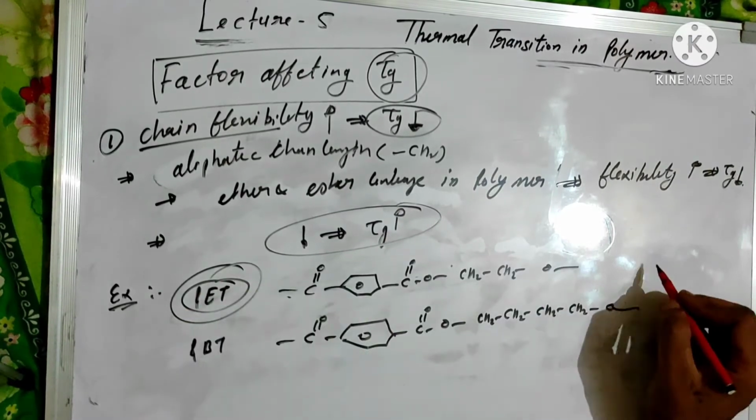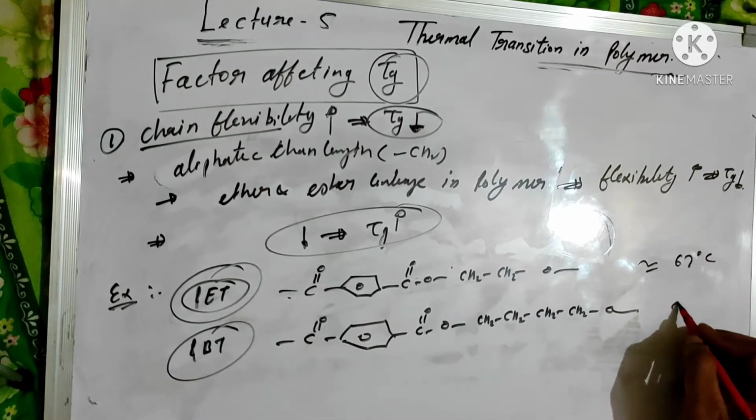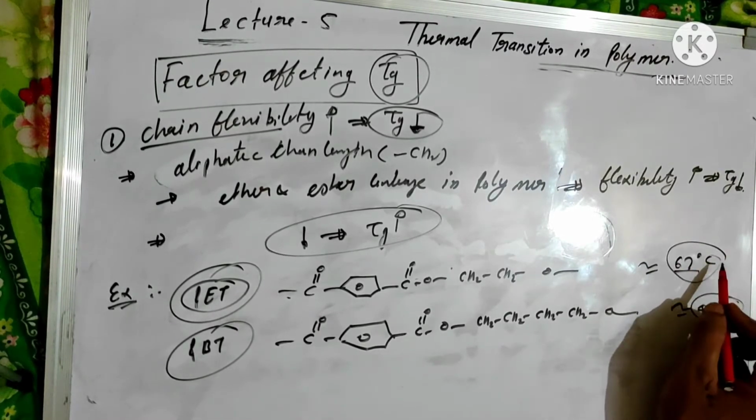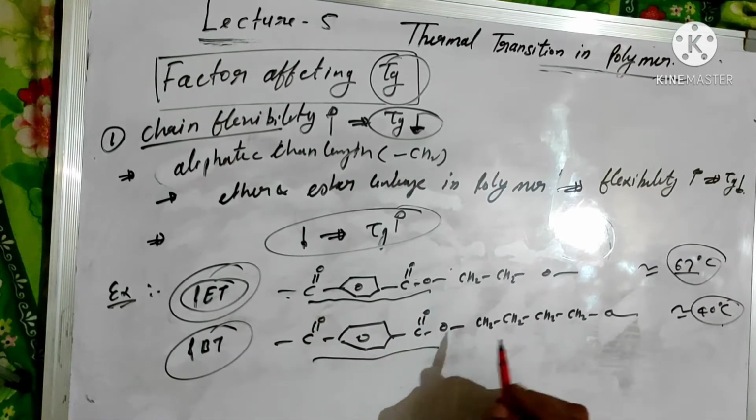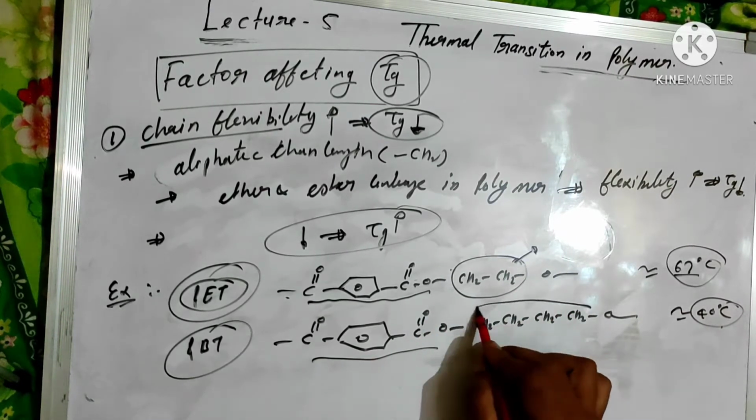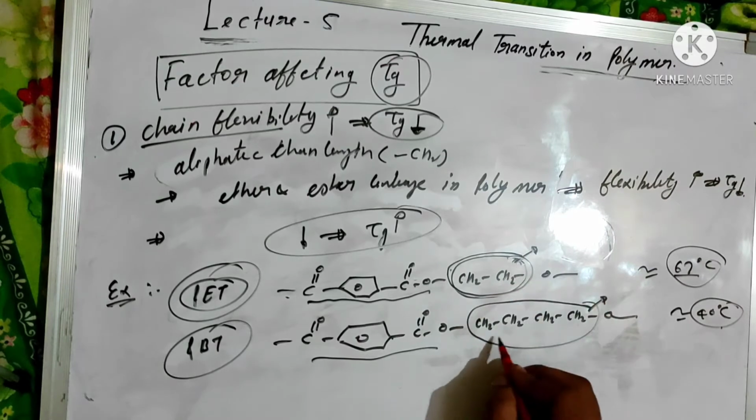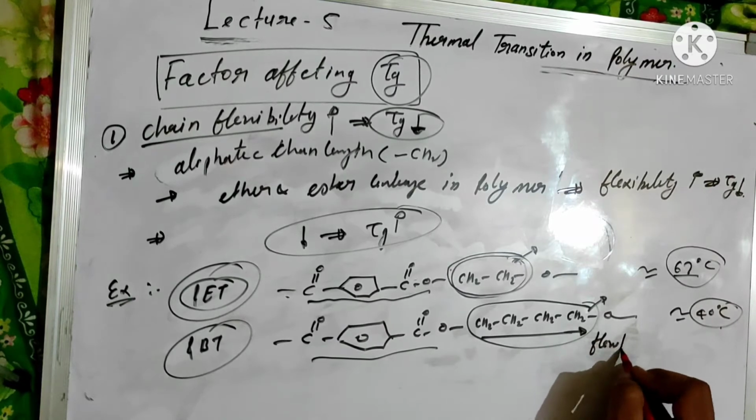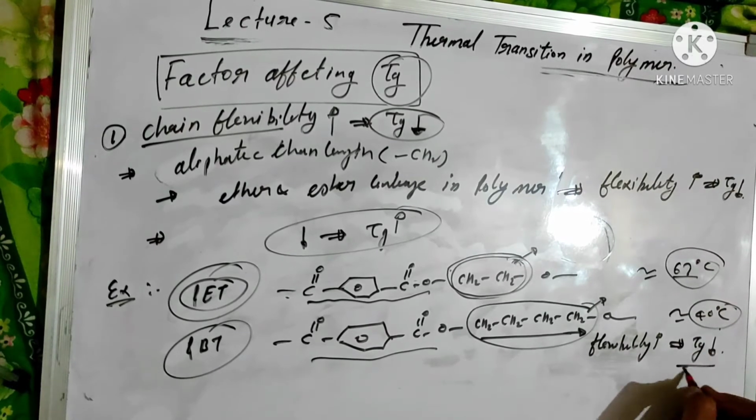Glass transition temperature of PET is around 67 degrees centigrade, and glass transition temperature of PBT is around 40 degrees centigrade. You can see the glass transition temperature of PBT decreases because this group is the same in both polymers, but this group is known as the aliphatic chain length. And in PBT we can see the aliphatic chain length is greater than in PET. So increasing the aliphatic chain length increases their flexibility, and that's why their glass transition temperature will be reduced.